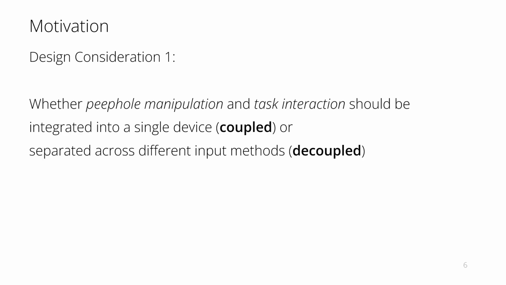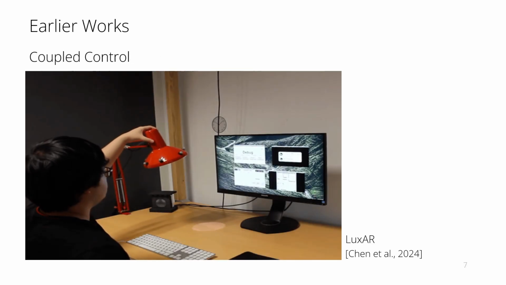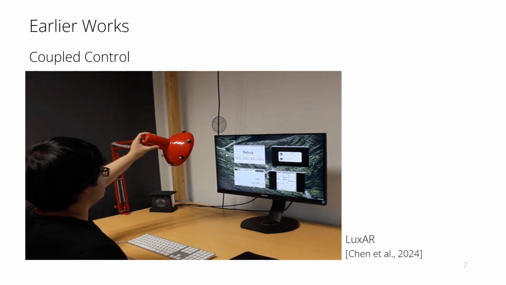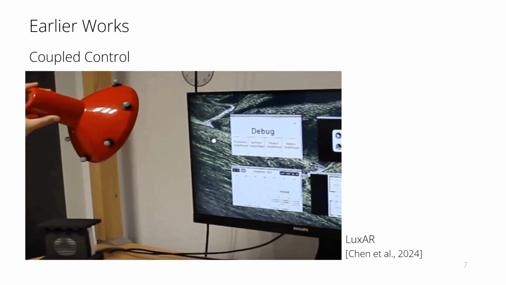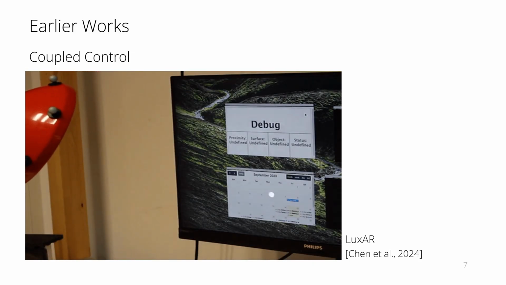When designing those tools and systems to augment our capabilities in different contexts, a design consideration is whether this peephole manipulation and task interaction should be integrated into single devices, which we call coupled, or separated across different input methods, which we call decoupled. This design consideration is very important for dynamic peephole, where physical manipulation controls the viewport.